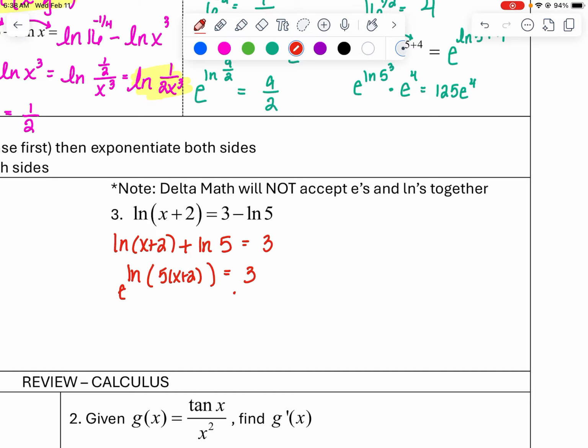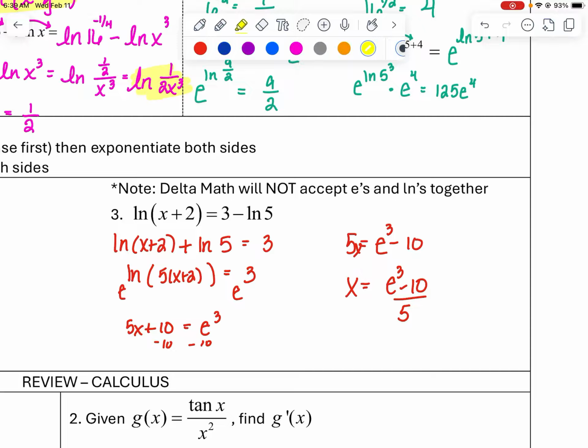So we e both sides, we exponentiate both sides. So on the left, we have 5x plus 10, and on the right, we have e to the third. Then we subtract 10, and we divide by 5. So we subtract 10 from both sides, we get 5x equals e to the third minus 10, divide by 5, and x equals e to the third minus 10 divided by 5.